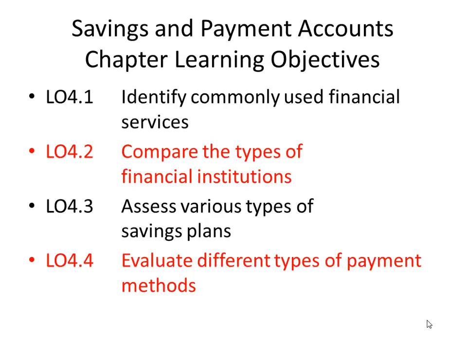The goals of this chapter are to learn about some of the common types of financial services consumers need, and to learn how to compare the types of financial institutions. We're going to assess the different types of savings plans. I don't cover this much in this overview. That's covered quite well in the chapter itself. And evaluate different types of payment methods. That's something I'll talk about here and is also covered very nicely. In particular, we're going to talk about the difference between debit cards and credit cards.